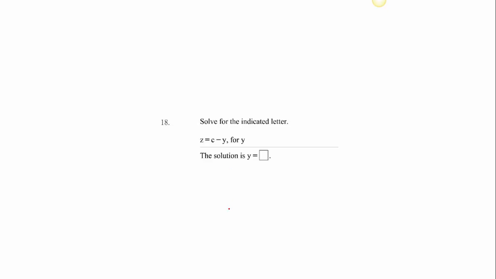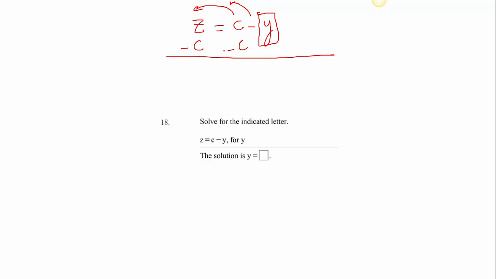Solve for the indicated letter. So same thing we did with the other problem. We have to solve for y, so we need to isolate y by itself. We have to move the c and then move the minus sign. How do we move the c? Use the addition principle, subtract c from both sides. C minus c is 0, so we have z minus c equals negative y.